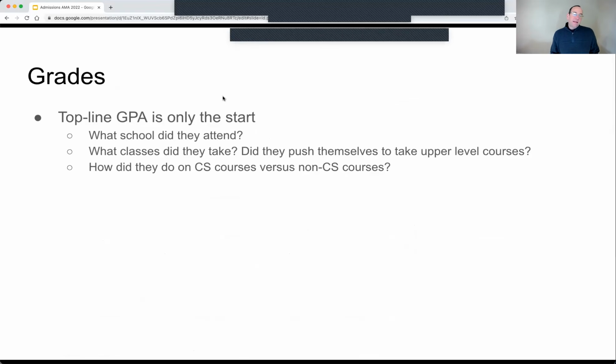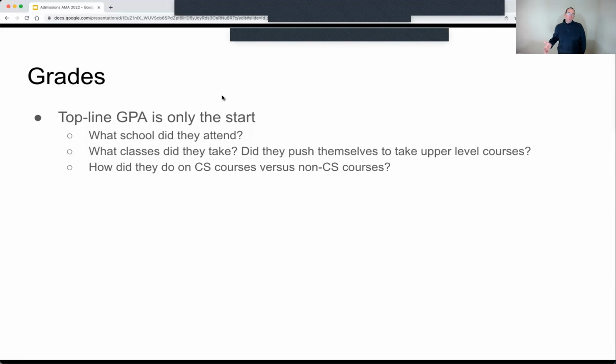Okay, the next most important thing is grades. There's not much you can do about this. Again, you've got the grades you've got, but I'll tell you what we're looking for. We don't just look at the top line GPA. That's not super informative. We look at the details. What school did you attend? Is this a high GPA or low GPA for that school? What classes did you take? Did you push yourself to take upper level courses? How did you do in the CS courses? So we do look through these things.